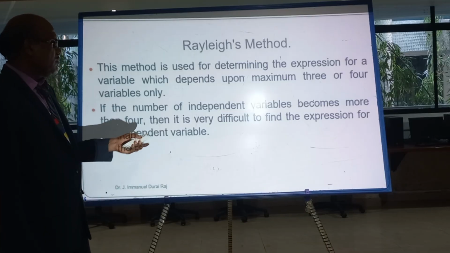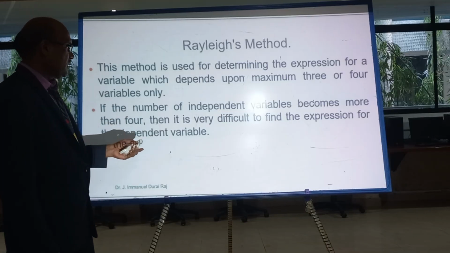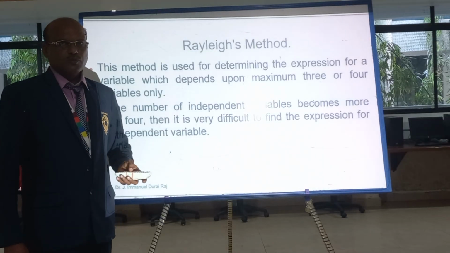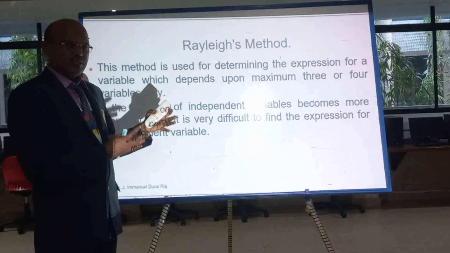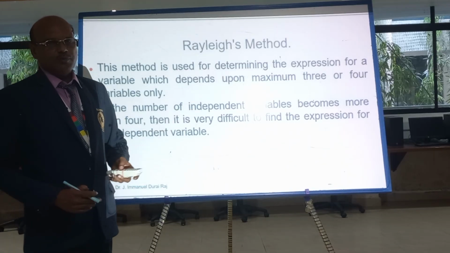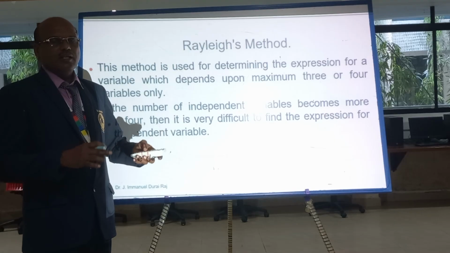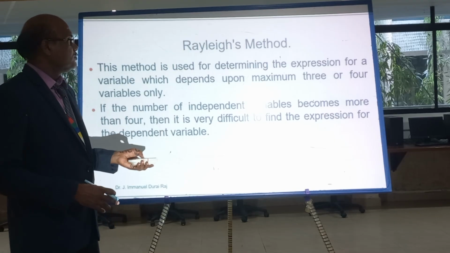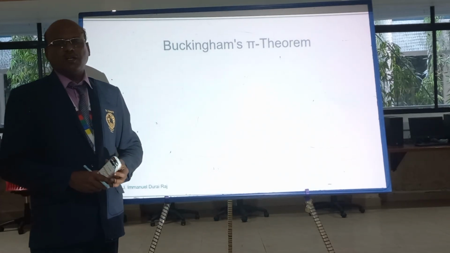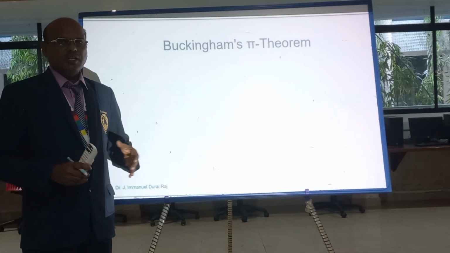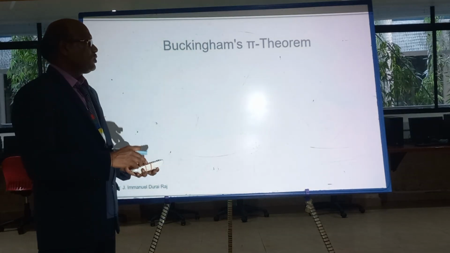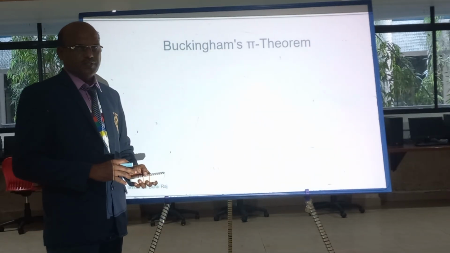When the number of independent variables becomes more than 4, it is very difficult to find the expression for the dependent variable. So generally we will go for the Buckingham pi theorem. Today also I am going to explain elaborately about the Buckingham pi theorem, since it can handle many independent parameters. This is generally and normally used for dimension analysis in all our cases. We will see what the definition of the Buckingham pi theorem is first.